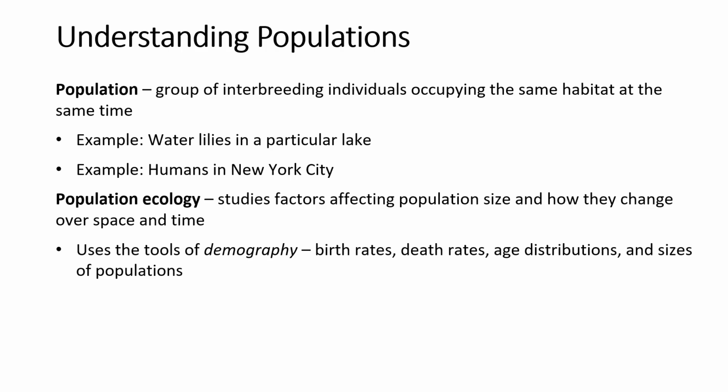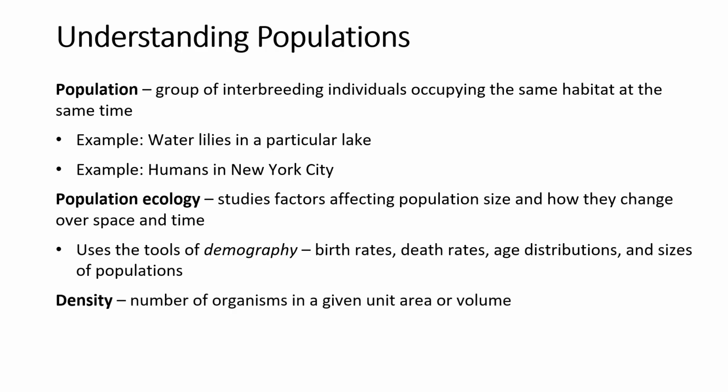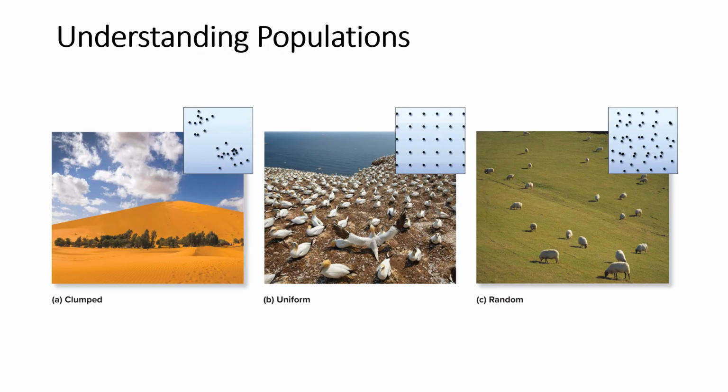might be moving around. Density is basically the number of organisms that are in a given unit area or volume of water at a given time. And so that can change over time as a population grows and the habitat remains the same, or it could also change as a result of the habitat becoming smaller or larger. Density also gives us interesting dispersion patterns.